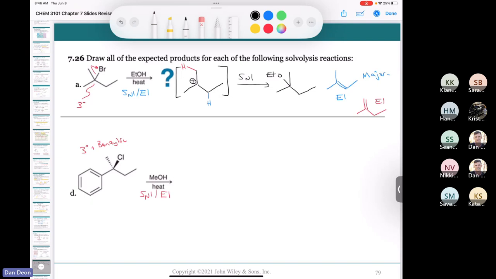Okay, let's draw the loss of the leaving group in the first step. Let's draw the intermediate, which is going to look a little something like this. Okay, like that.